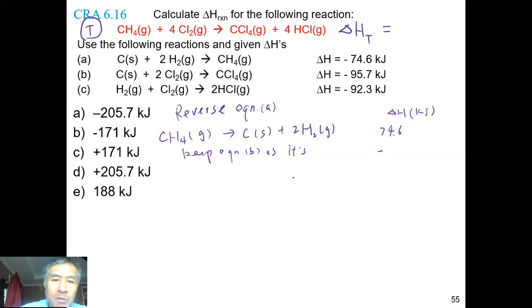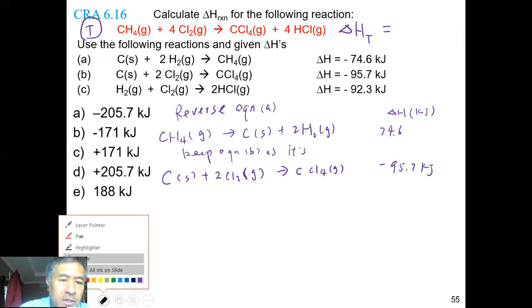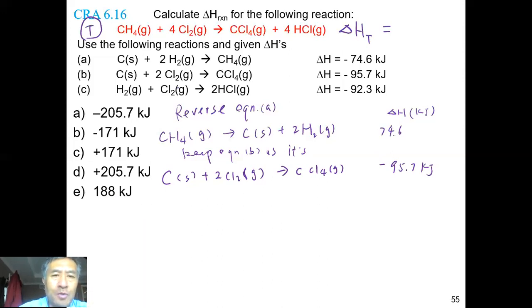Our delta H will not change, but we need to rewrite our equation B. So C solid plus 2Cl2 gas produces 1CCl4 gas. So we still have this negative 95.7 kJ. Sometimes there are substances that appear in both equations, so we kind of skip checking this one. This Cl2 is in equation B, and also in equation C.